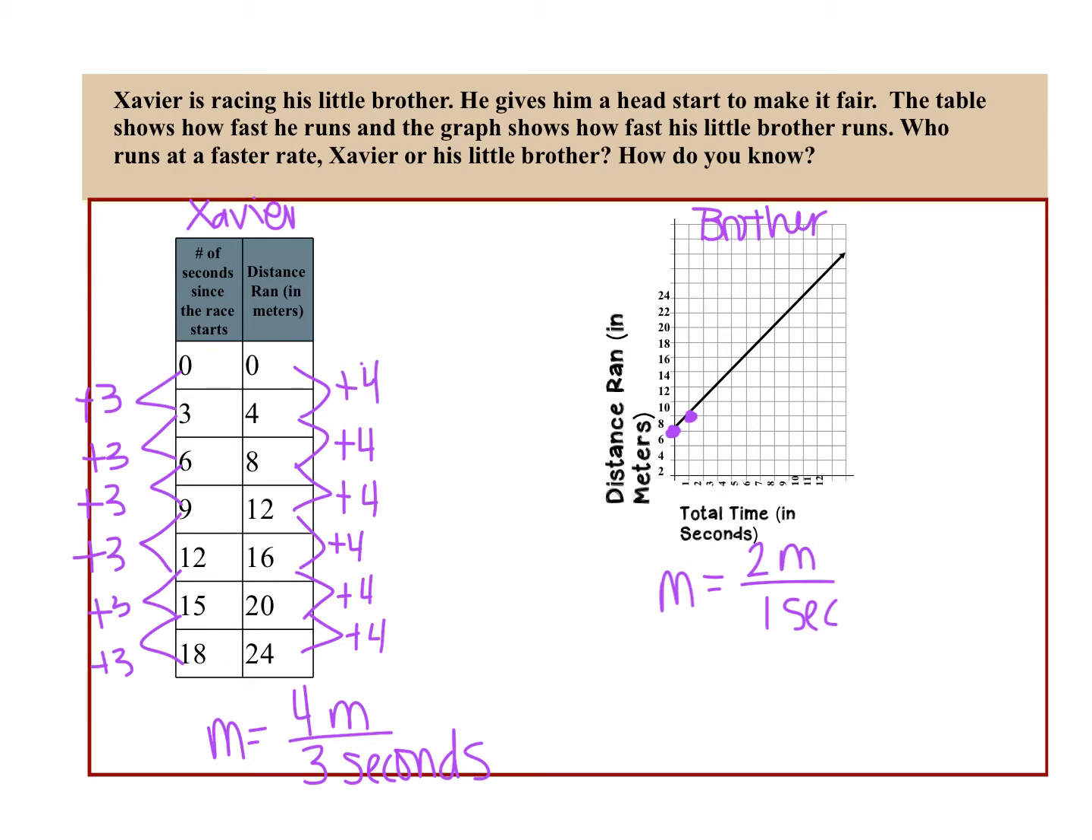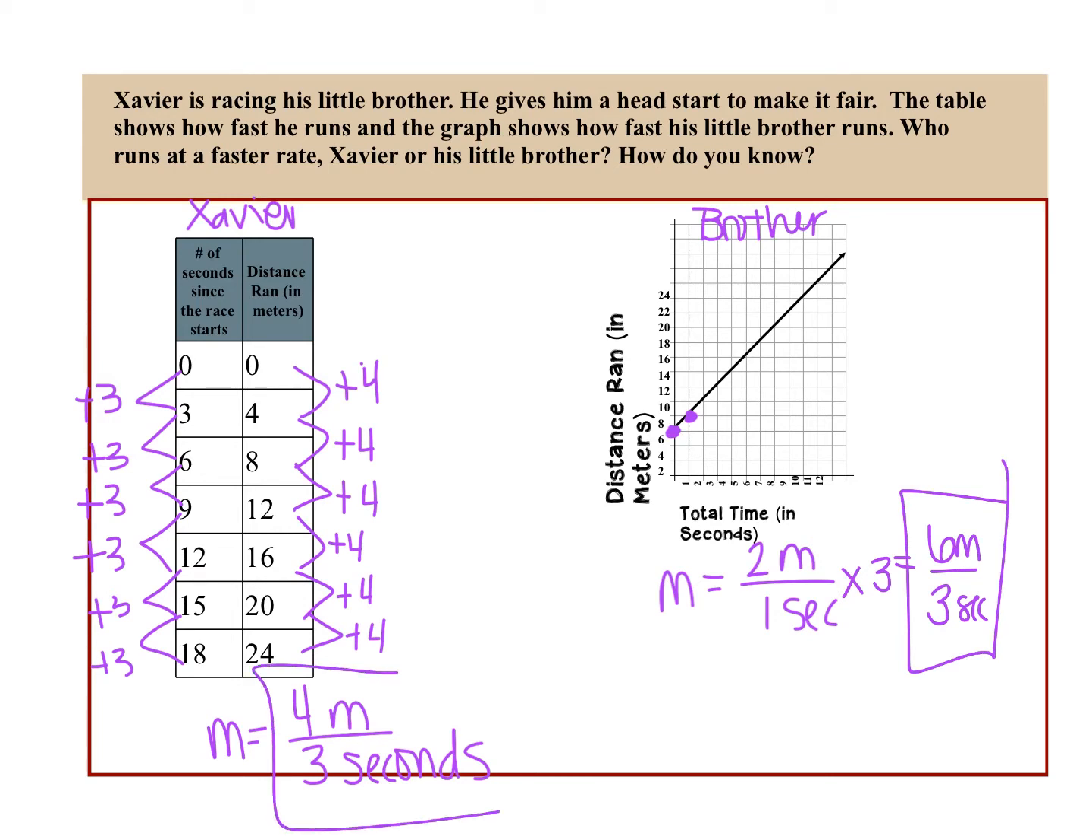Or what I could say is, if he's going 4 meters every 3 seconds, after 3 seconds, how far would Xavier's brother have gone? If he's going 2 meters every 1 second, that's going to be 6 meters in 3 seconds. So I can use this idea of that constant rate of change, and I can look at how far he's gone over the same amount of time. So who's going faster? His brother's going 6 meters in 3 seconds, and Xavier is going 4 meters in 3 seconds, so his brother is.